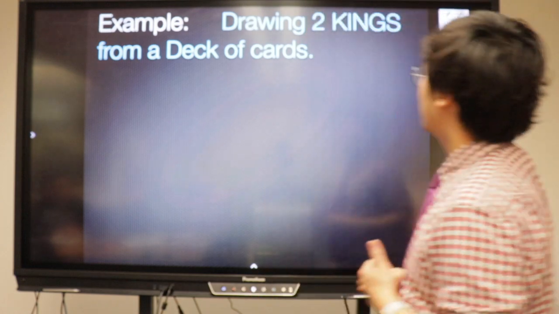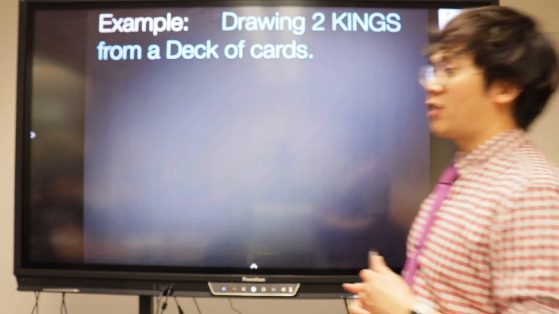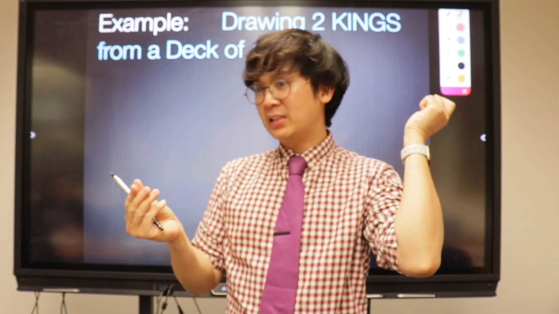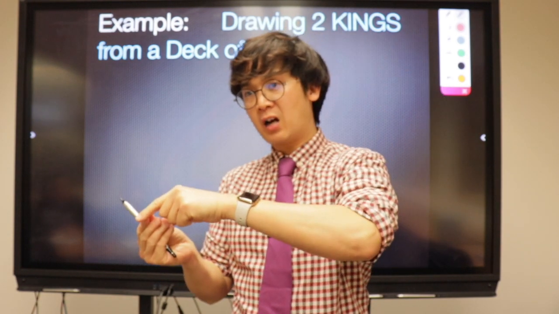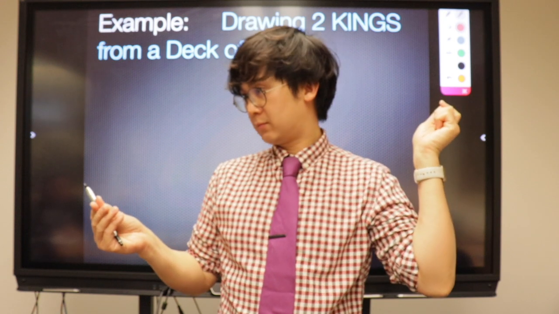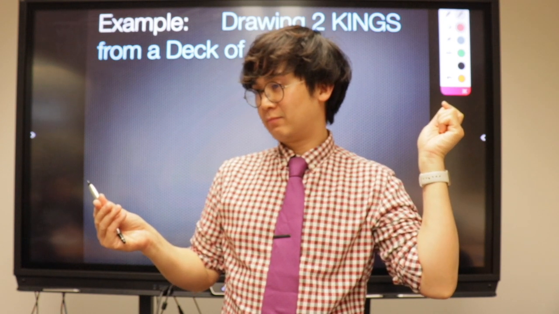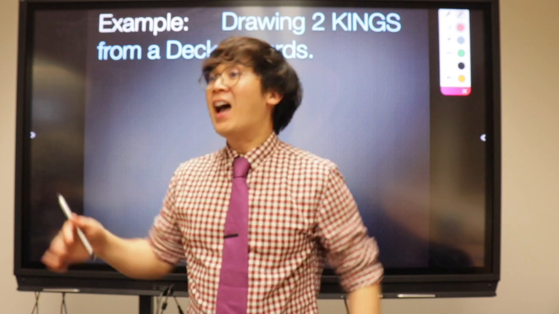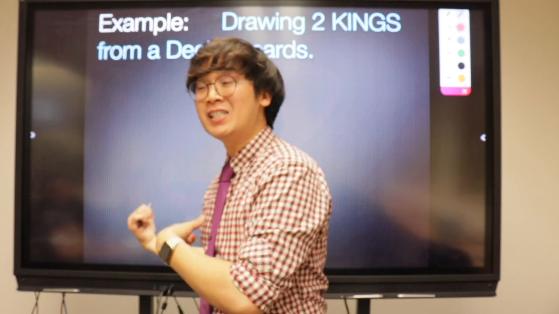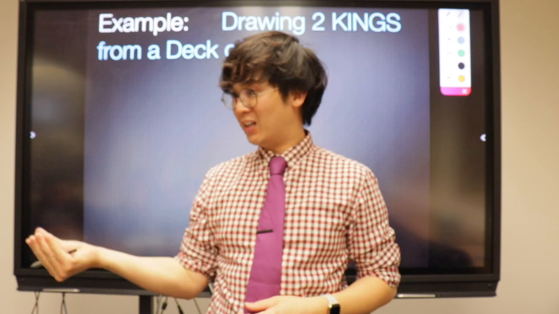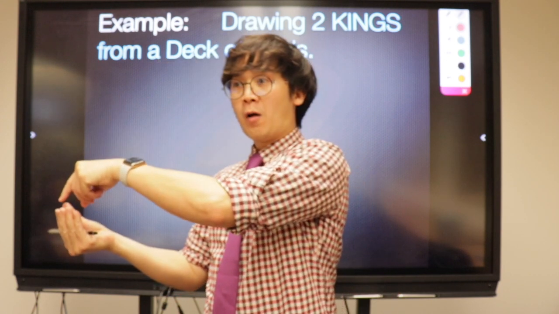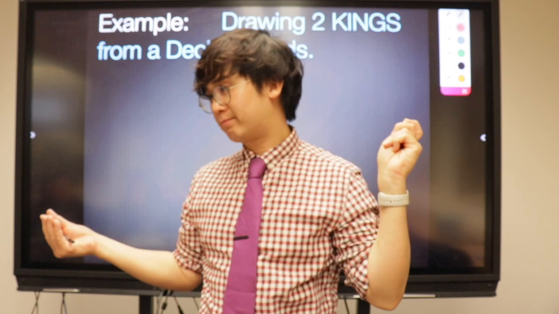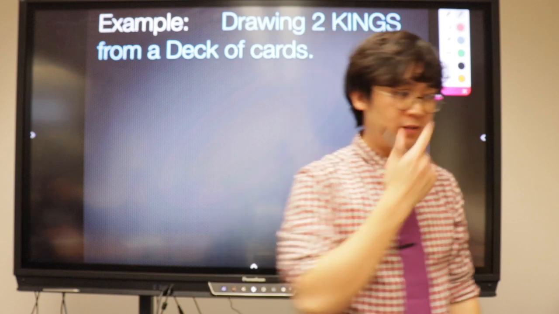Okay, answer this. Drawing 2 kings from a deck of cards. All right, deck of cards. I pick a card, it's a king. I pick another card, it's another king. Did you put the first king back? No. Did I return it? No. All right. Let's have another scenario that is the same as this probability. Standard deck of cards. 2 cards. They're kings. All right, give me the probability of that happening.